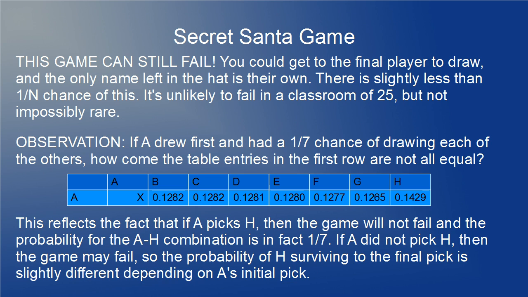Here's another thing to notice. If A drew first and had a 1/7 chance of drawing each of the others, how come the table entries in the first row are not all equal? This reflects the fact that if A picks H, the game will definitely not fail, and the probability for the A-H combination is in fact 1/7. If A did not pick H, then the game may fail, so the probability of H surviving to the final pick is slightly different depending on A's initial pick.